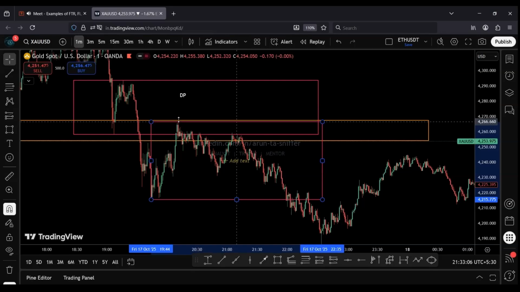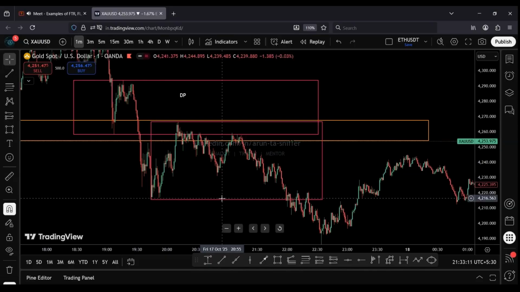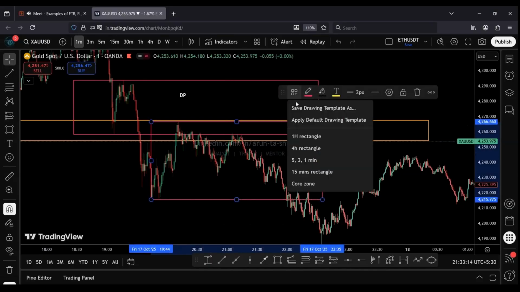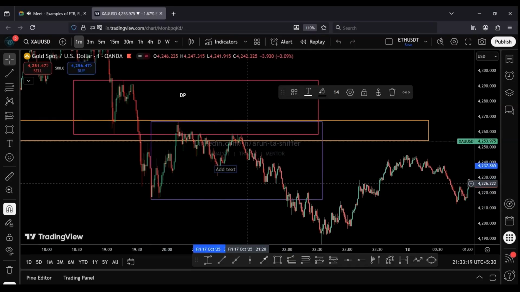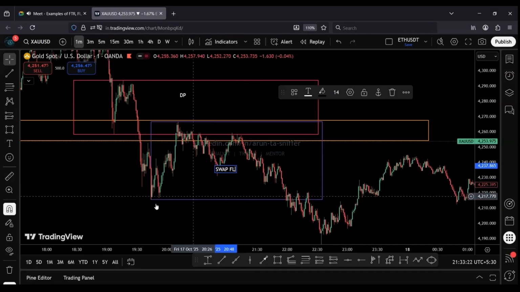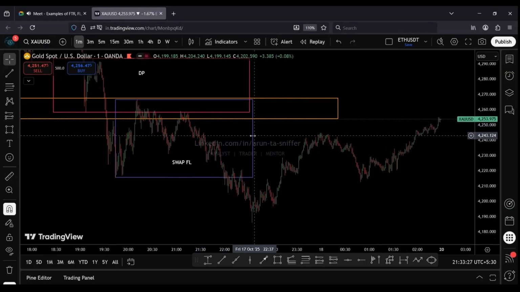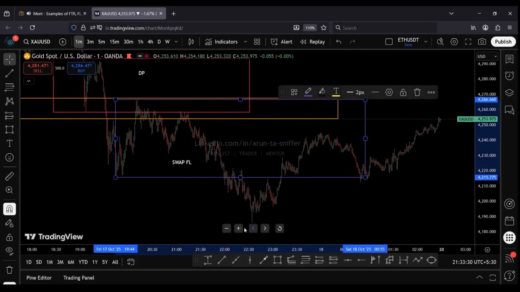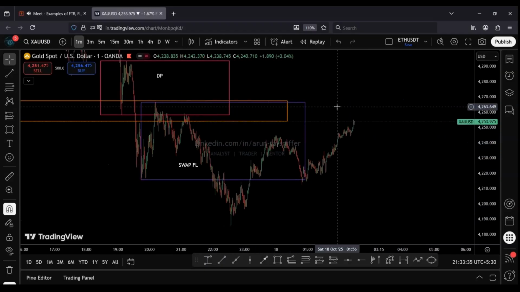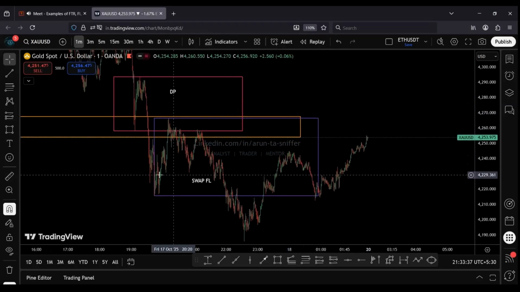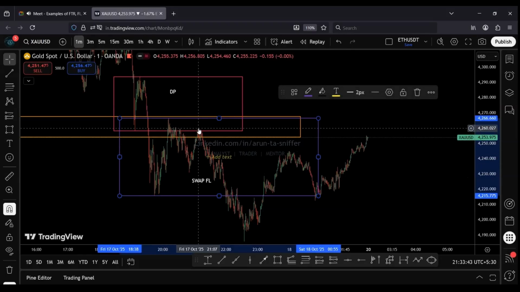Why was this able to reach DP? We will draw it with purple. This one is our swap FL. Came down. This is our swap FL. Price goes up. Still going up. Why? This hasn't reached the MPL. Right? This is our MPL zone.